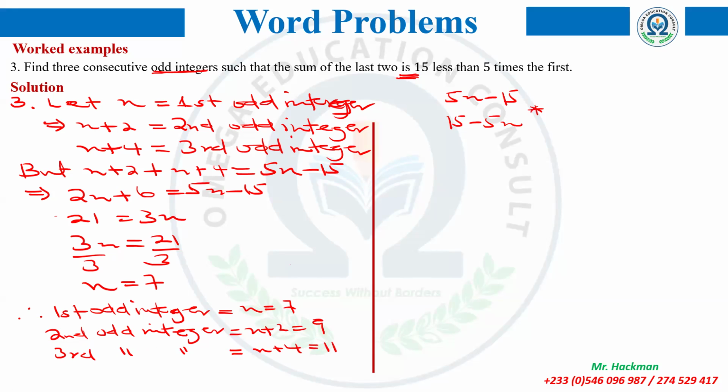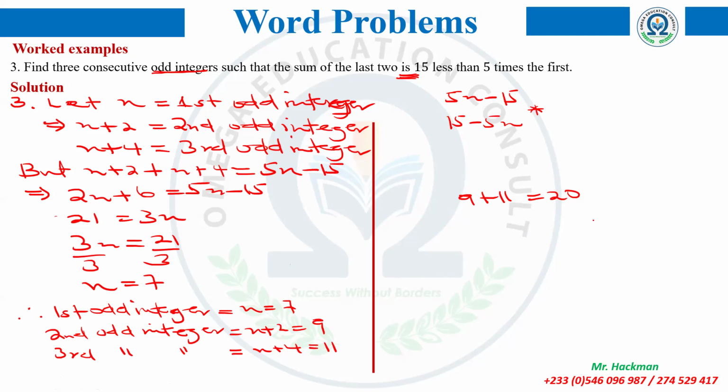Yes, sir. Okay, so ordinarily, if you do the right thing, you don't need to investigate. But let's investigate and see whether the condition is satisfied. We said the sum of the last two. So let's look at the sum of the last two. That would be 9 plus 11. What is that equal to? 20, right?